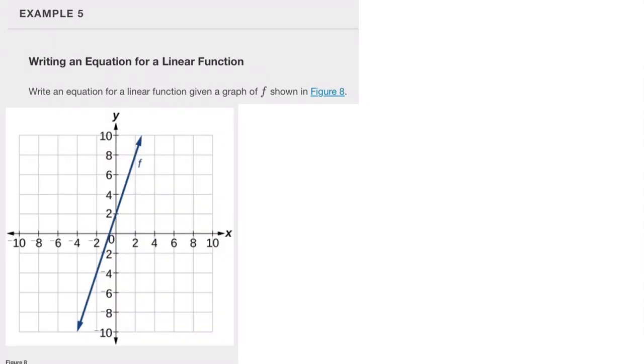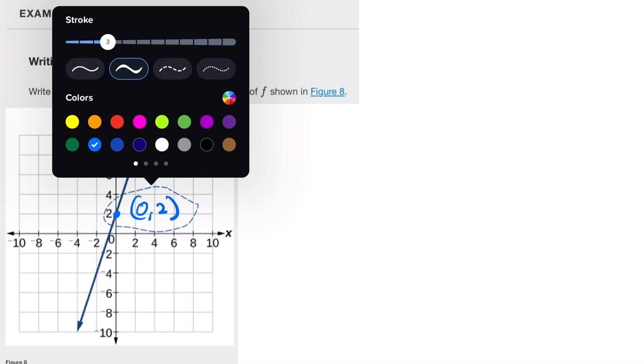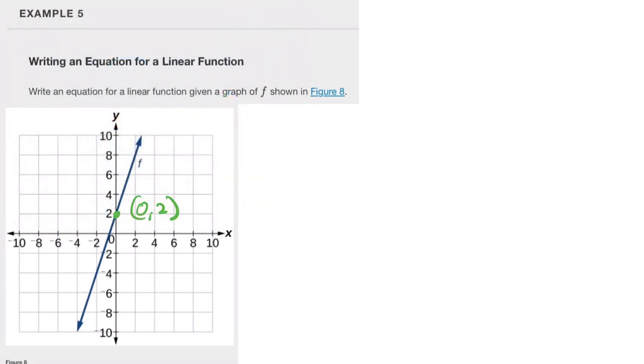Okay. So here we're asked to write an equation for a linear function given a graph. All right, so we want an equation of this function. I'm going to pull from the graph. It looks like it crosses at a few points. It looks like the y-intercept is 2. So that ordered pair is 0, 2. And another ordered pair, let me choose a different color, green, something that pops a little bit more. Another ordered pair that looks proper is here, so that's the ordered pair 2, 8.